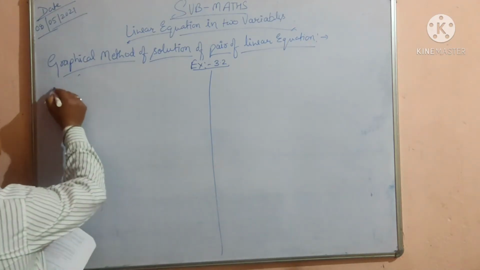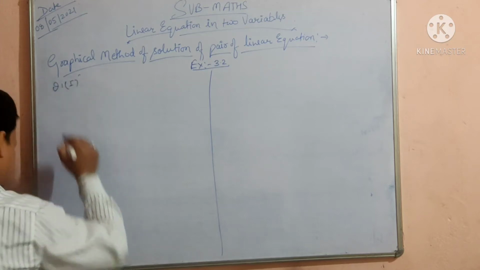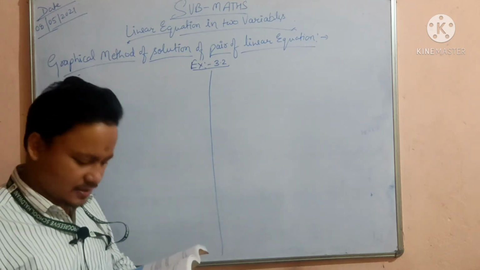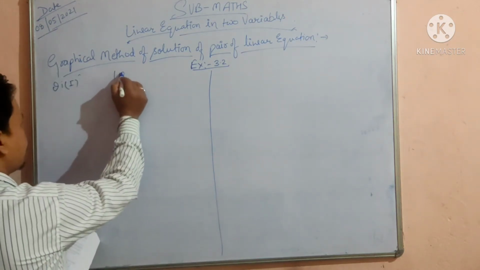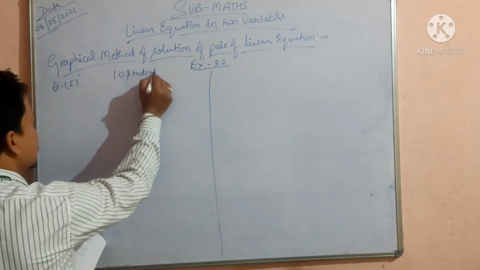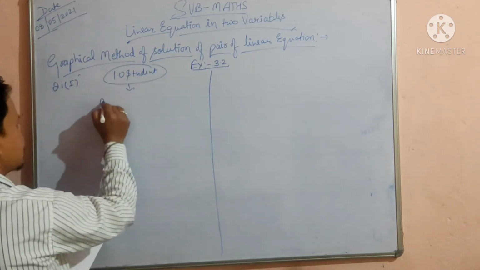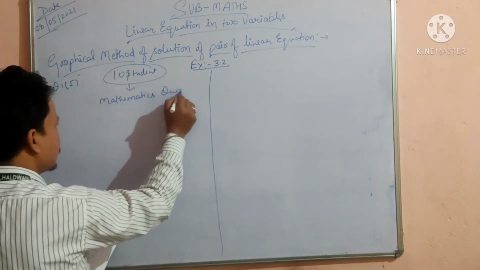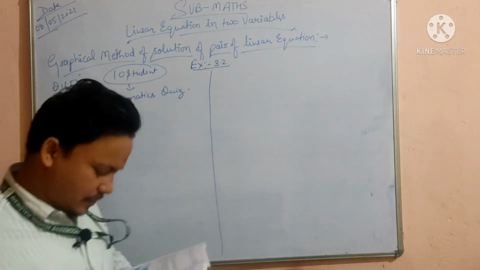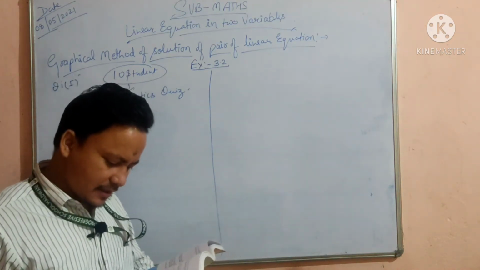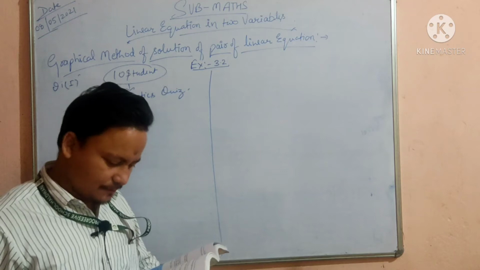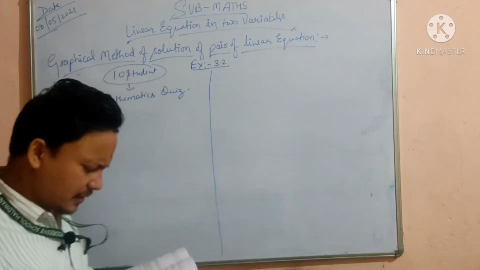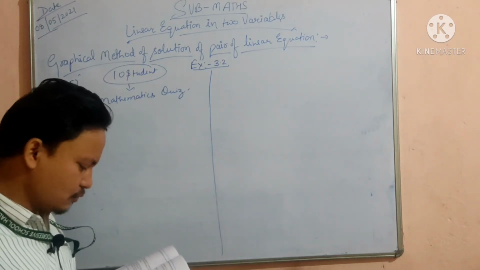So the very first question, first part: 10 students of class 10th took part in a mathematics quiz. If the number of girls is 4 more than the number of boys, find the number of boys and girls who took part in the quiz. Now what is the condition given here? The number of girls is 4 more than the number of boys.